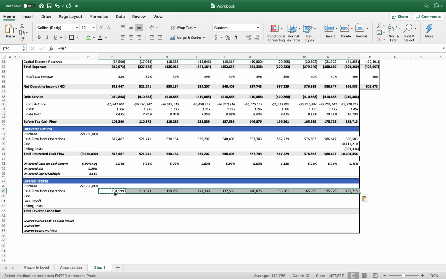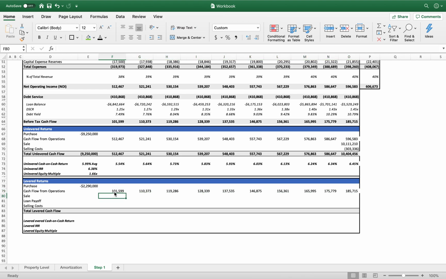Once again, we're going to mess up these borders and formatting, but that's okay. So the sale, we're going to link this up here. It's going to stay the same. Loan payoff. Okay, I went ahead and did us a favor and saved the time, and I have the loan balance for each year. So in year 10, our loan balance is $5.529 million.